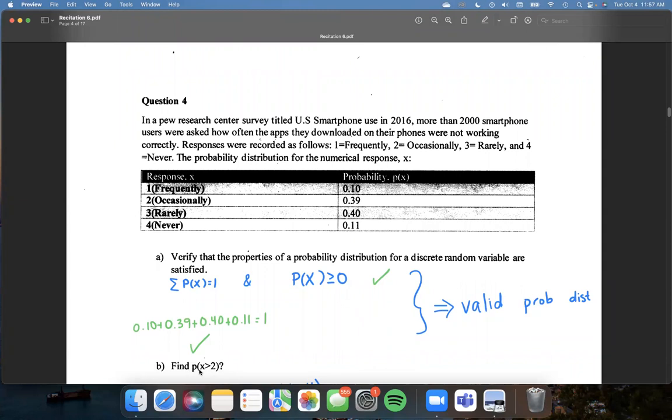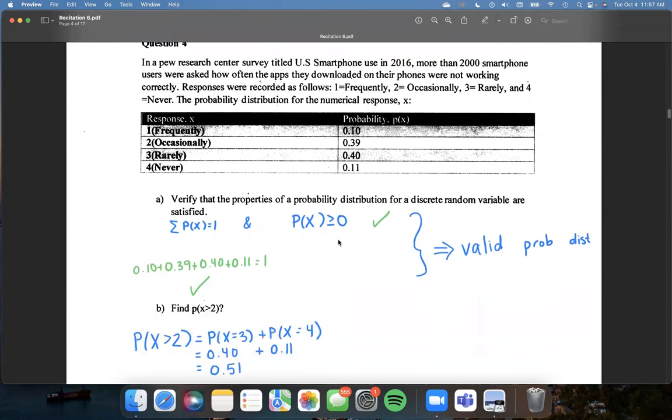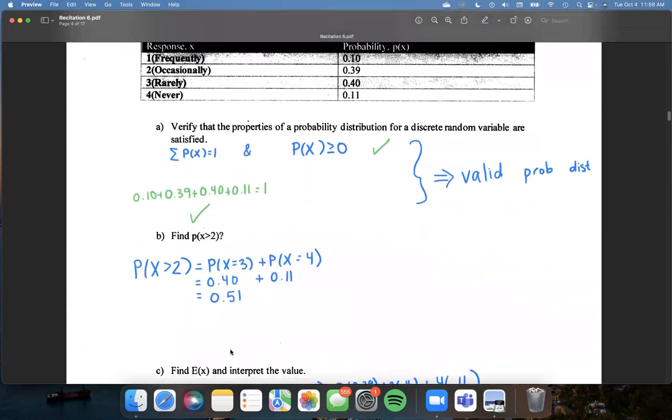Next is part B, so find the probability that x is greater than 2. So the probability that x is greater than 2 would be that x equals 3 and x equals 4. So if we add those two probabilities together, we get 0.51.